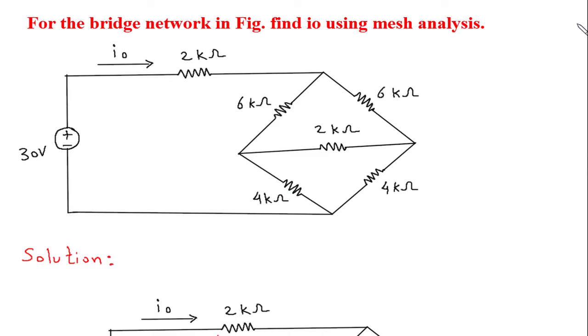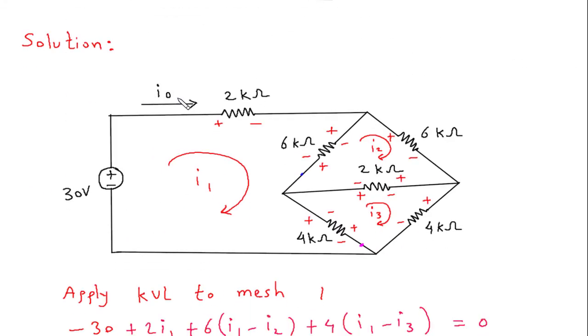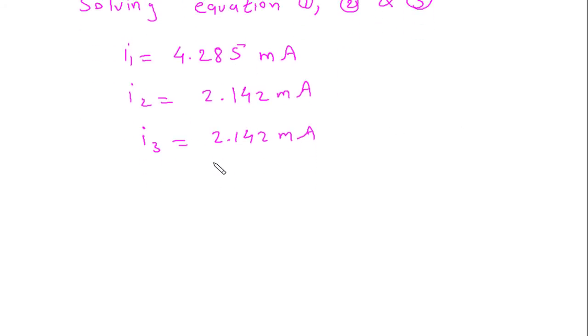What we have to find? We have to find IO. This IO. So IO is equal to I1. Therefore, IO is equal to 4.285 milliampere.